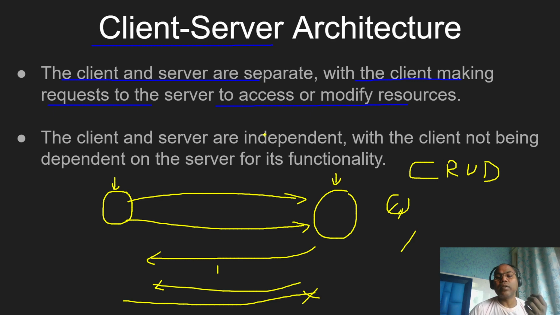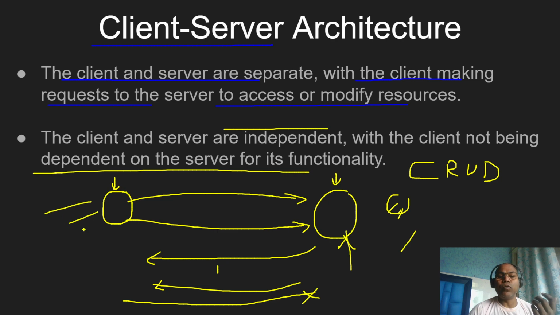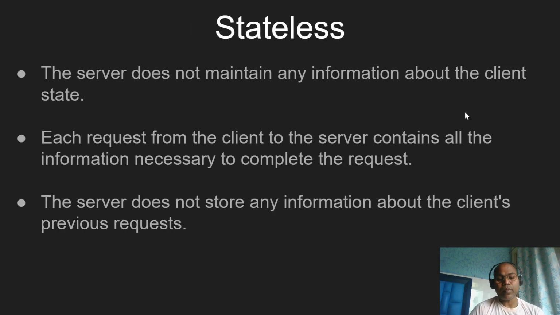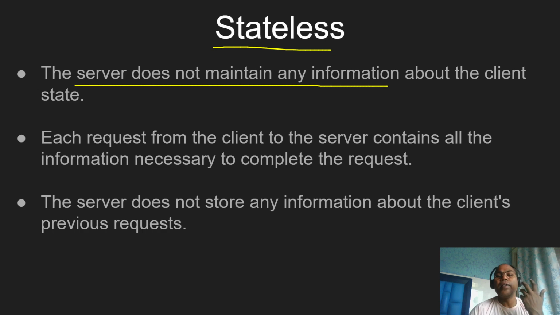So yes, client and server are independent. They are deployed independently, maybe on different instances, different nodes, different servers, and the client does not depend on the server. They can build their own application. When the front-end application requires data, at that time it starts communicating with the server and gets data. As mentioned, this style of REST API would be stateless. That means the server does not maintain any information about the client state.